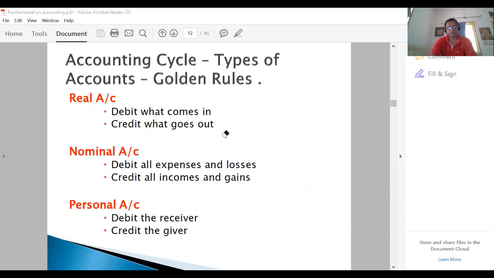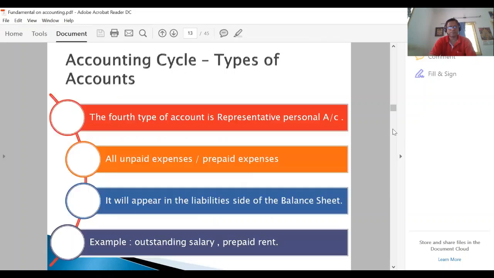Okay, so when we move on, we have what we call the fourth type of account, the representative personal account. That means all unpaid expenses, that is, expenses incurred but not paid. Prepaid expenses mean money paid in advance, like a prepaid mobile bill. They appear on the liabilities and asset side of the balance sheet, like outstanding salary, prepaid rent, etc. These are all called representative personal accounts.